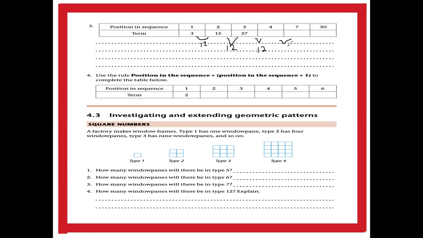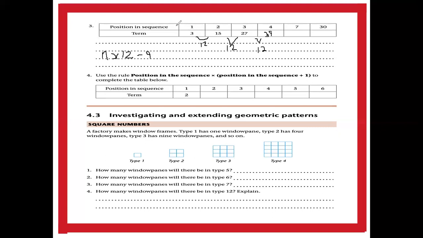So it won't be 12 between here though, because 4 and 7 aren't consecutive positions. So there'll be a larger difference here. But we can get the next term after 3 by just adding 12 to 27, which gives us 39. And then we can find the rule by going n times 12, and then it will be minus 9. And you can check that by substituting n.